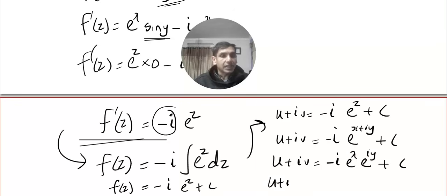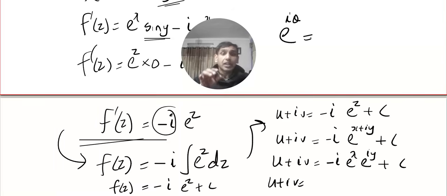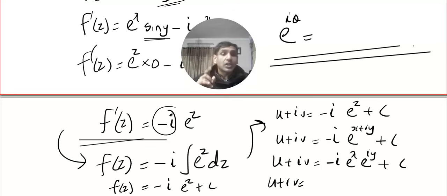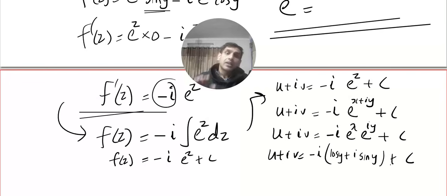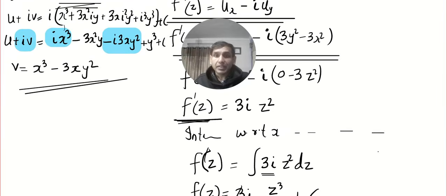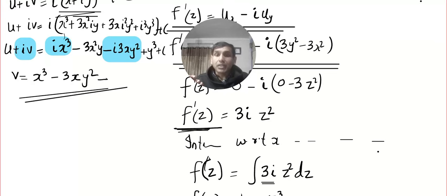So u plus iv equals, come on. If you don't know e power i theta, I will recommend you to watch the first video in complex numbers. What is e power i theta? Yeah, so that will be minus i e power x (cos y plus i sin y) plus c. By the way, in the previous problem, if they ask you to find the value of v, you have to put plus c. If you don't put that plus c, our answer is mathematically incorrect.